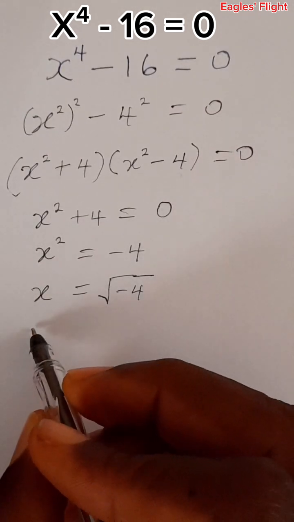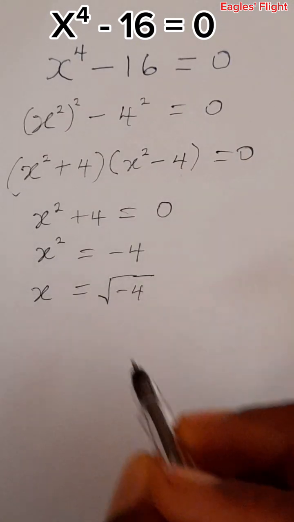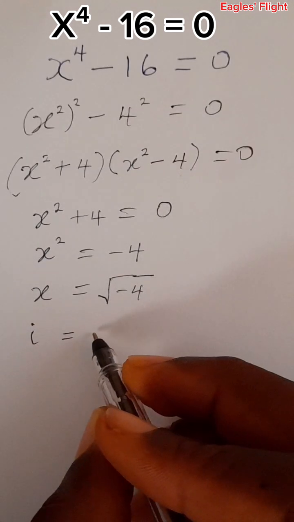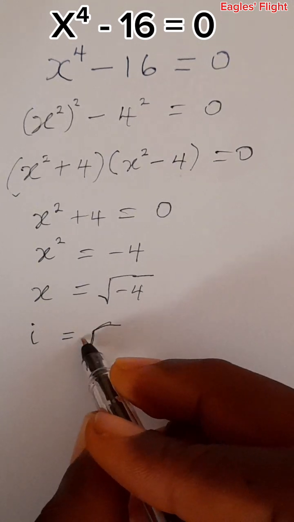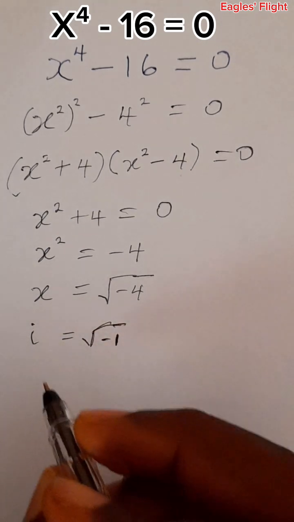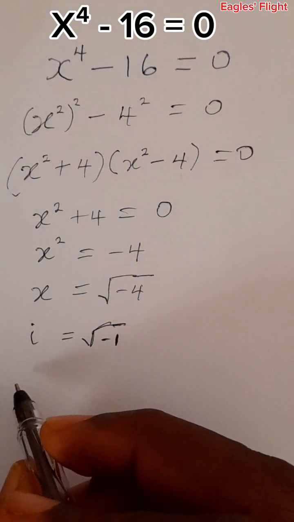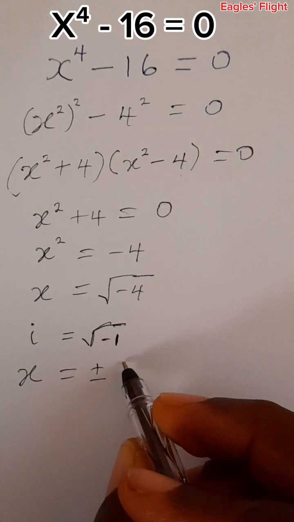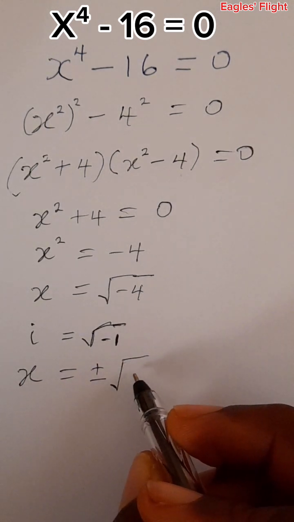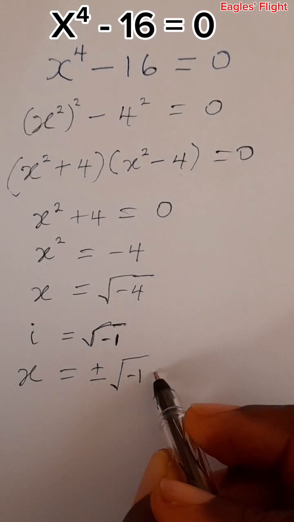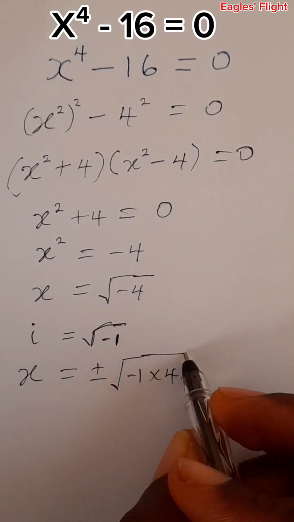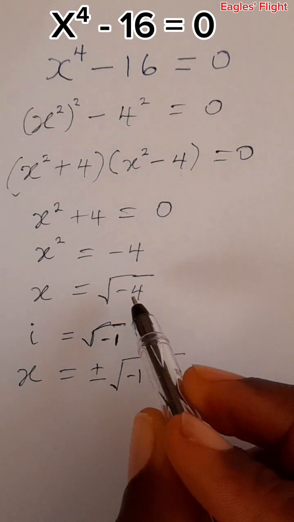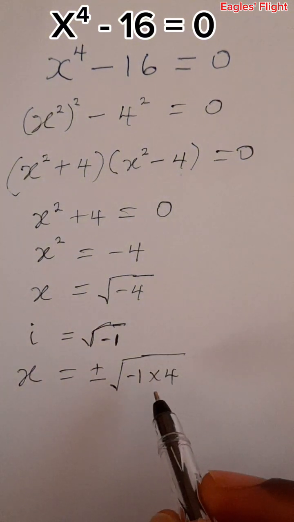So recall, i equals the square root of minus 1. We can then go ahead by saying x equals plus or minus the square root of minus 1 times 4. Minus 1 times 4 gives us the value of minus 4 above, so this can simply be simplified to this.